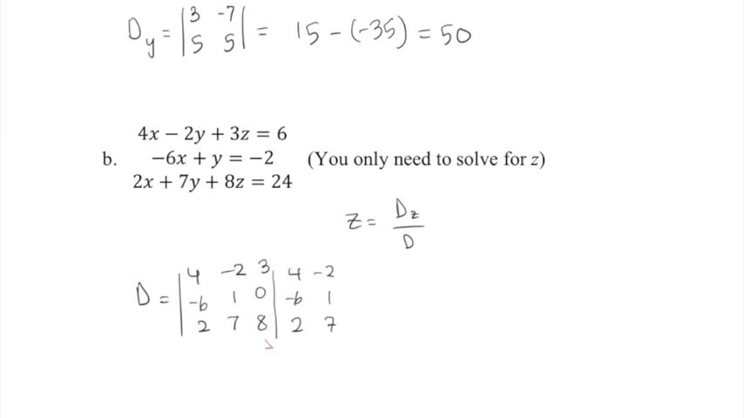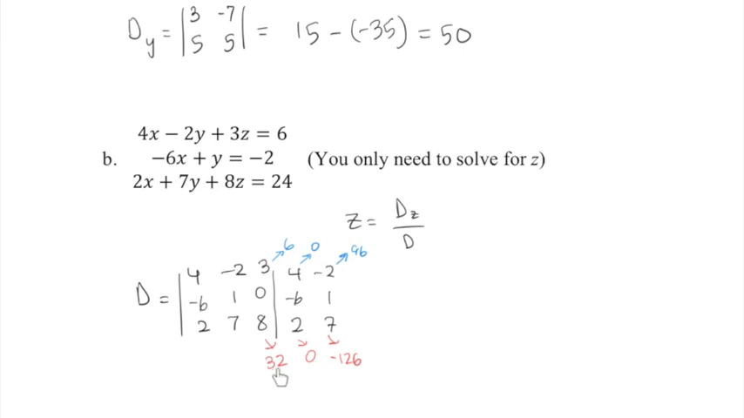So 4 times 1 times 8 is 32. Negative 2 times 0 times 2 is 0. And 3 times negative 6 times 7 is negative 126. Now we multiply all three of these diagonals going from the bottom left to the top right. So 2 times 1 times 3 is 6, 7 times 0 times 4 is 0, and 8 times negative 6 times negative 2 is 96.